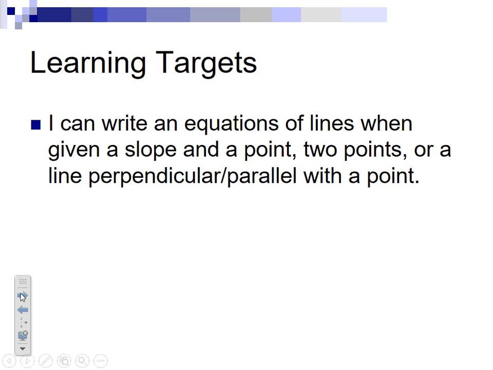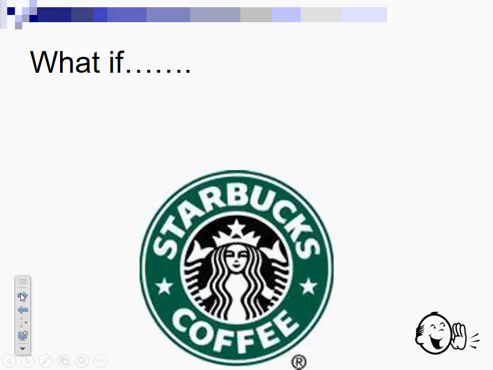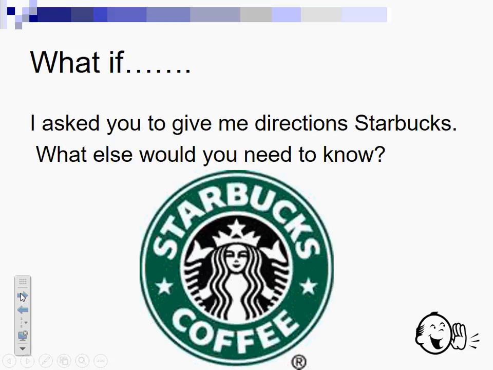This next slide you do not have to write down, okay, ladies and gentlemen? I just have a general question for you. What if I asked you to give me directions to Starbucks? Well, first of all, you would have to know a few things in order to do this. You'd have to know where I am, or where I'm coming from, and what Starbucks I want to go to. So it's very similar to writing equations. We need to know things first.